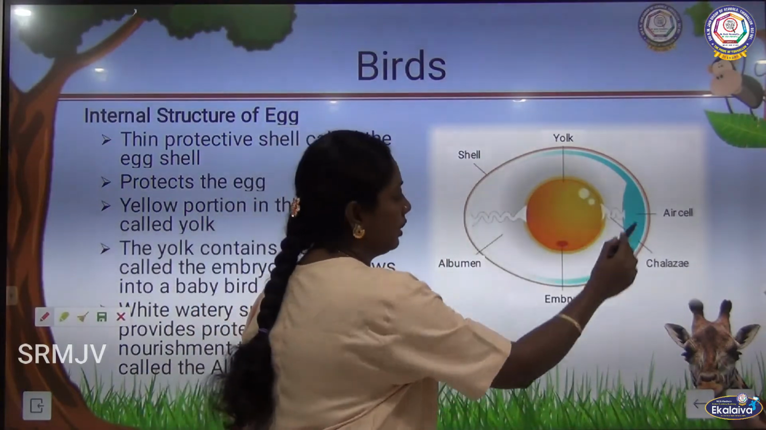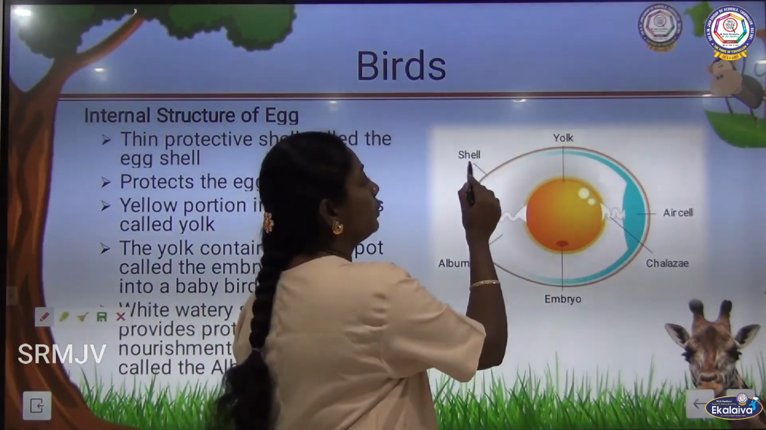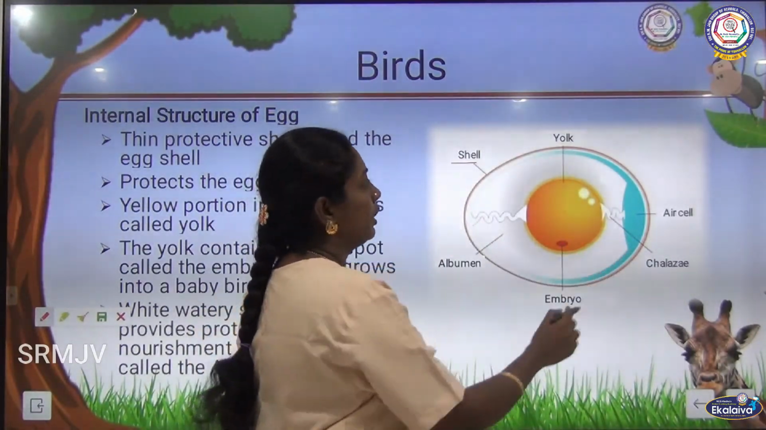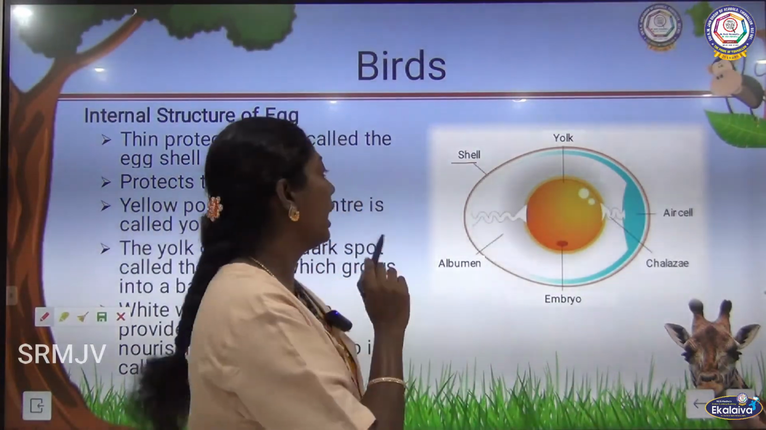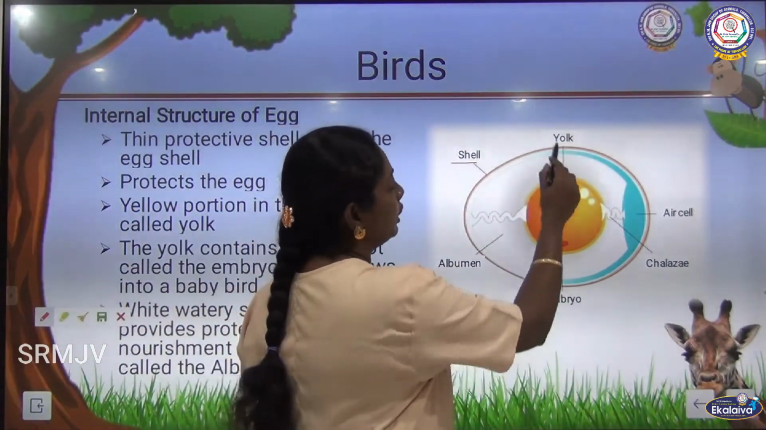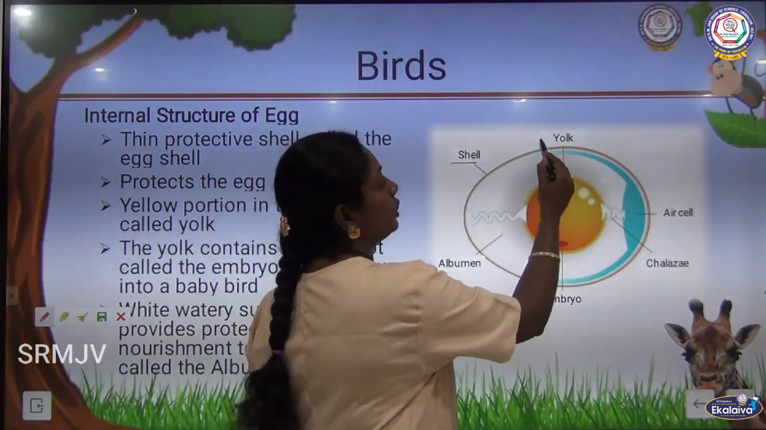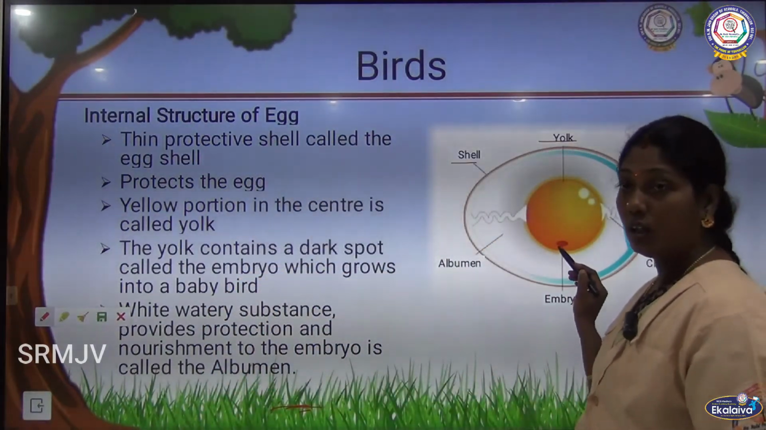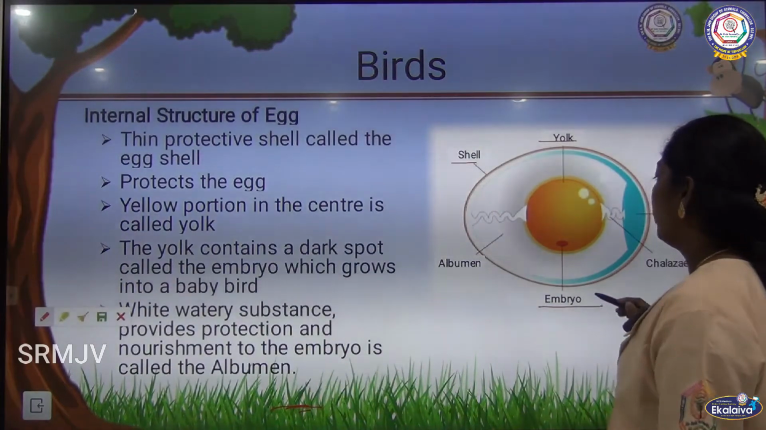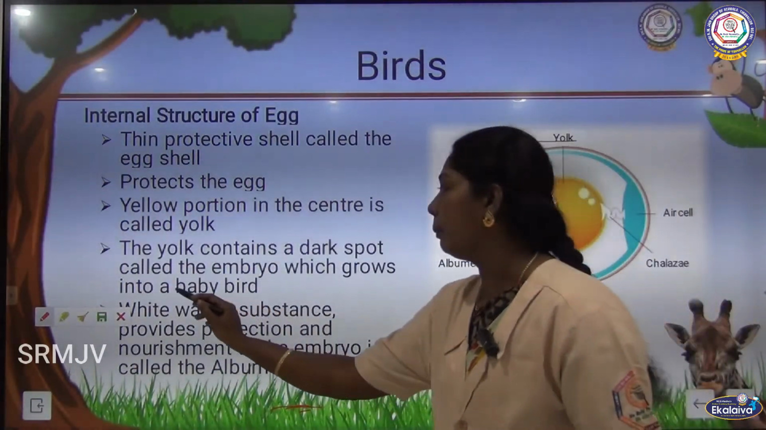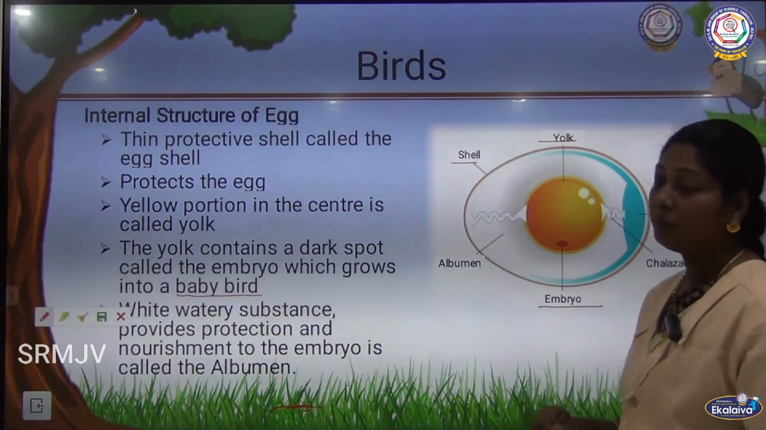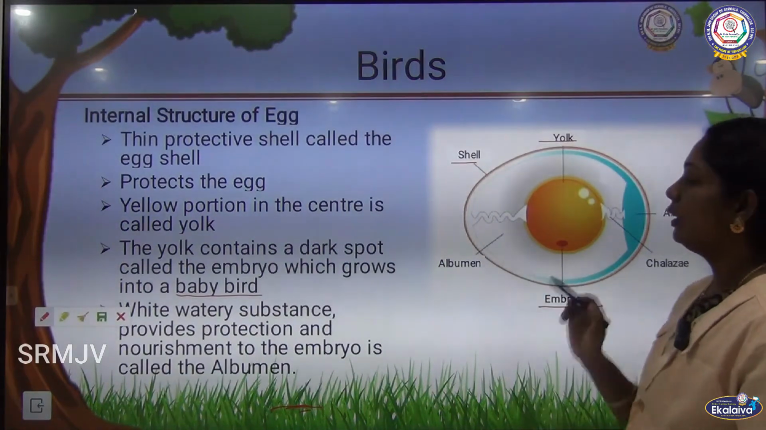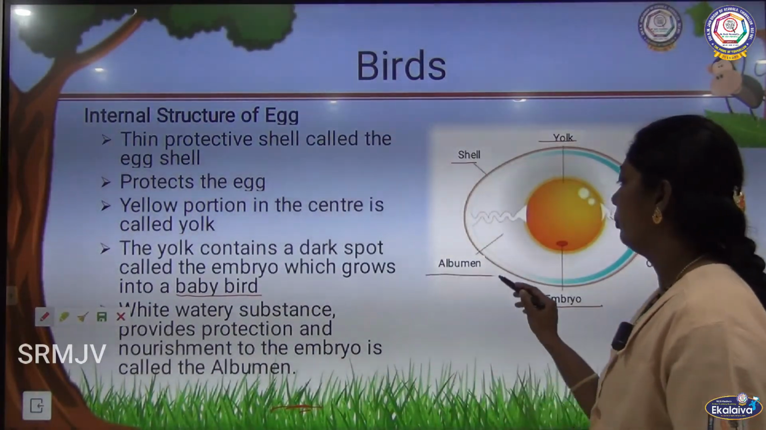The thin protective shell is called the eggshell. It protects the egg. The center portion is called the yolk. The yolk contains a dark spot called an embryo. It develops into a baby bird. The watery substance that provides protection and nourishment to the embryo is called the albumen.